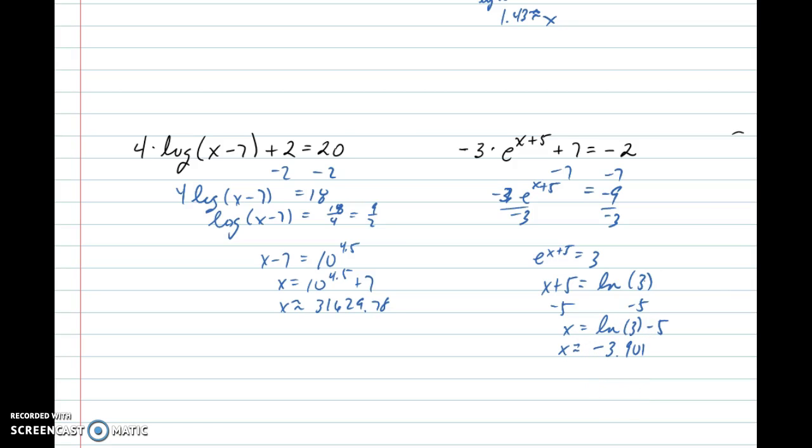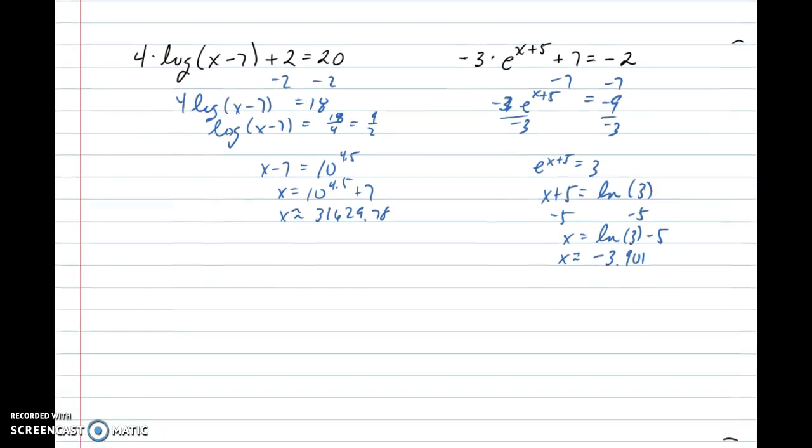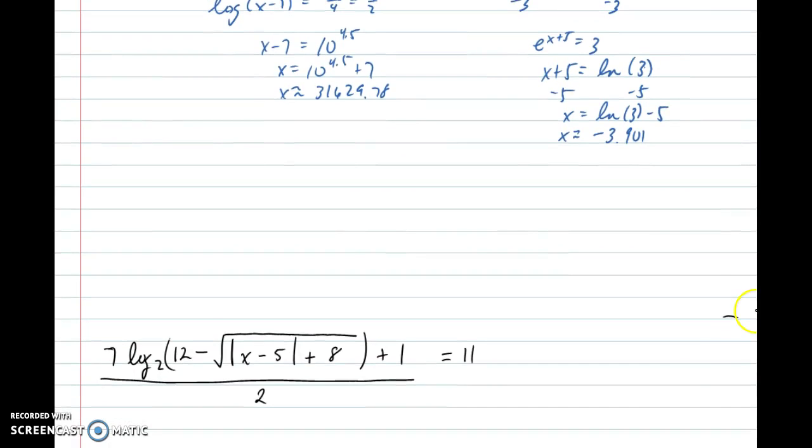All right, so that's how you solve these things by undoing. I'm going to leave you with this one to try, and if you want to know what this one is, you're just going to have to try it on your own. I guarantee you, though, that you can solve it just like the ones we've been doing.